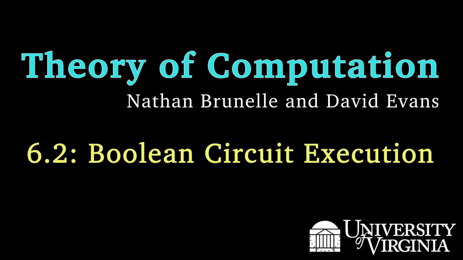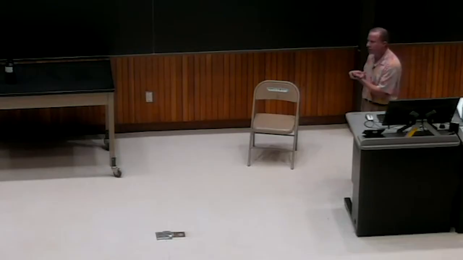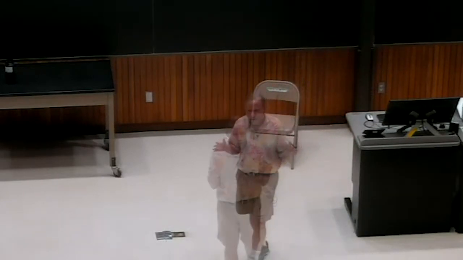We've seen how to represent Boolean circuits, but to have a computing model, we also have to define how they execute. The book has a definition that does this. We're going to develop an alternate one. One way to think about a circuit, and this is very natural if you think about circuits as hardware, the edges are really wires. They carry values.